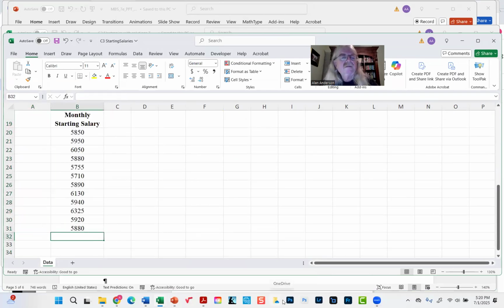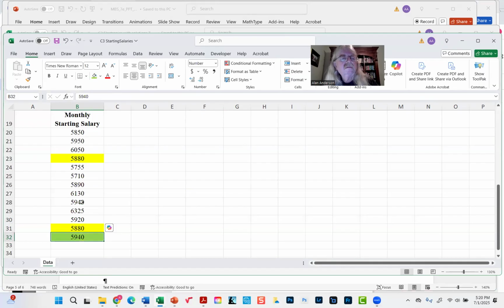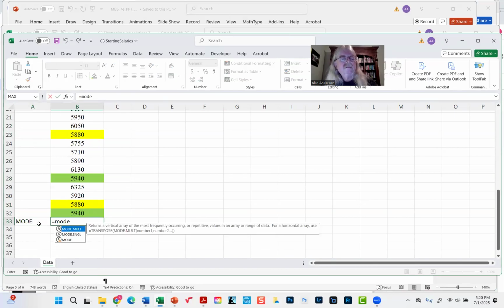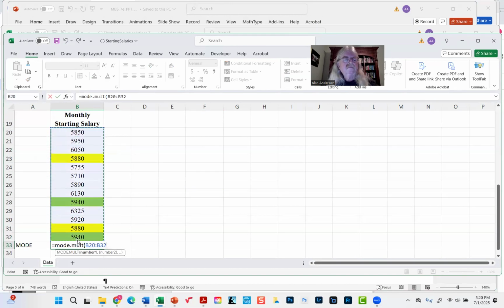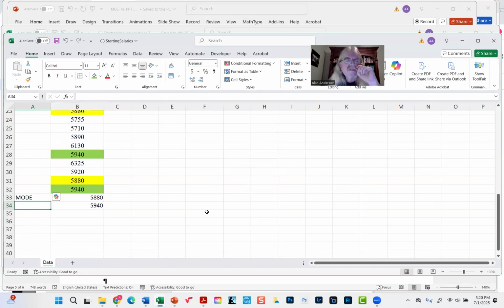What if I add another 5940 here? So you've got two modes, two 5880s and two 5940s. I'm going to see what it does. Well, there you go. It found them both.